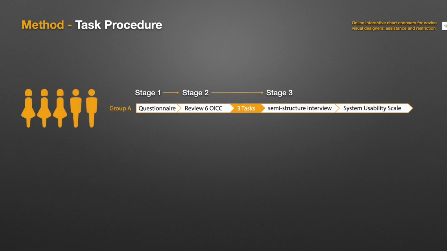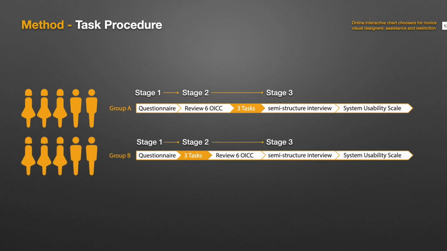Let me introduce the procedure clearly. The first stage was to fill in a questionnaire for personal charting experience. The second stage was to conduct 3 tasks. The third stage was a semi-structured interview, including rating preference, and filling out the system usability scale. Group A can refer to the chart choosers to complete the tasks, but Group B did not. The 3 tasks are all limited to 30 minutes.